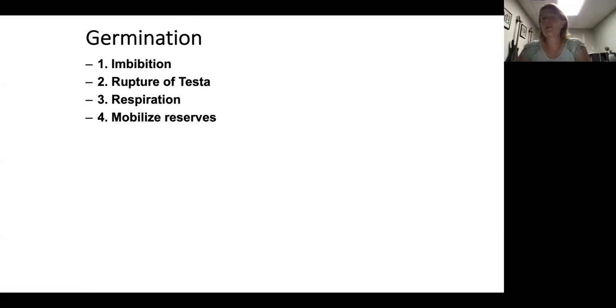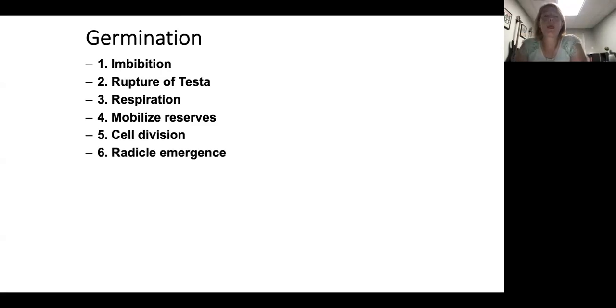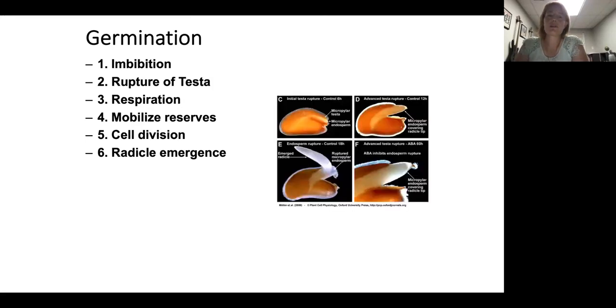So for most plants, what we have is starch. And so that starch is going to be broken down into glucose, which will then be broken down further to create energy. Then once you have energy and you have resources, cells start to divide. And then we have the emergence of the radicle, or that embryonic root. And that actually is when plant biologists say that germination is done. We're like, okay, now germination is officially occurred when that seedling root has emerged.